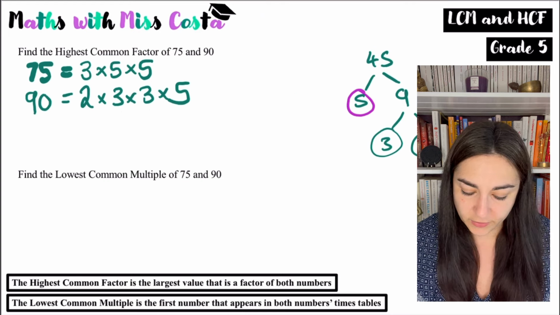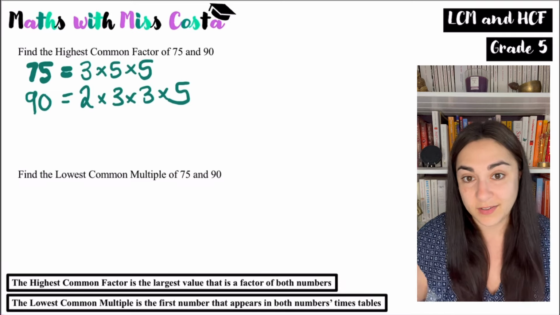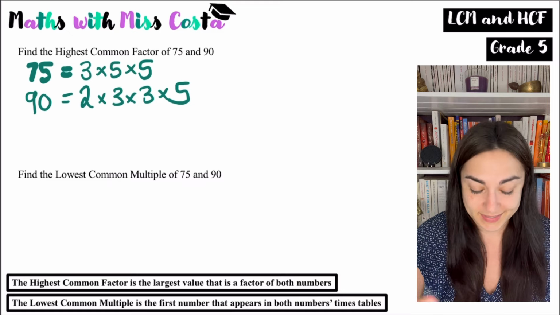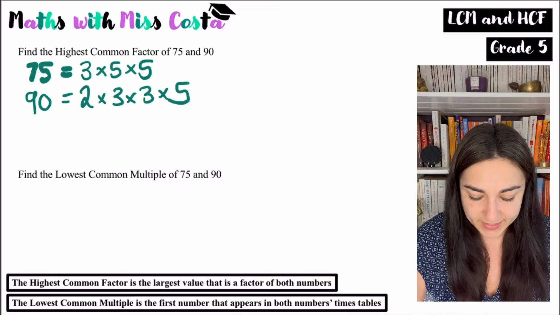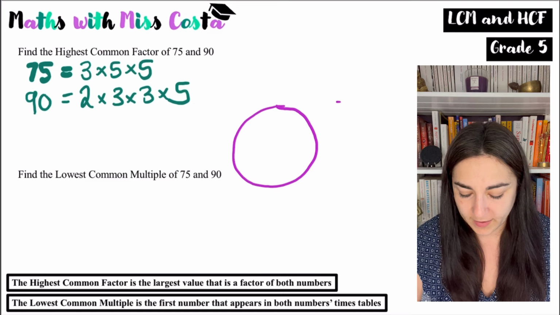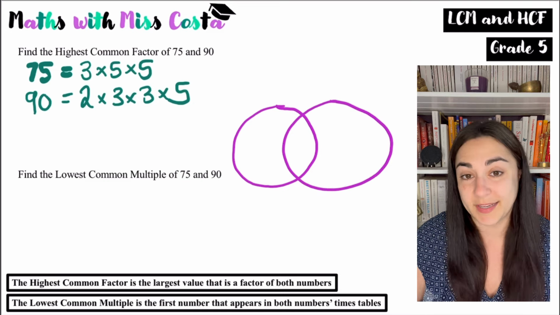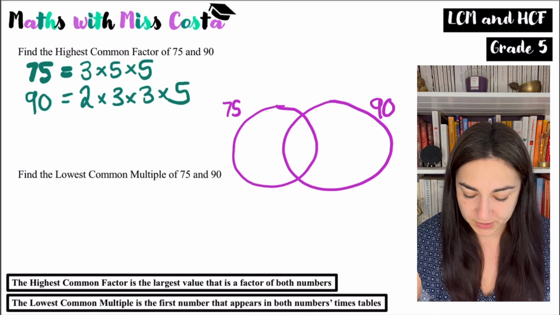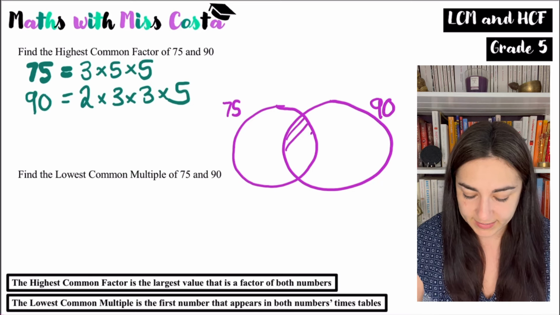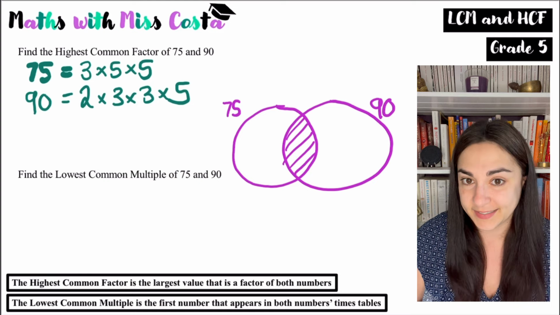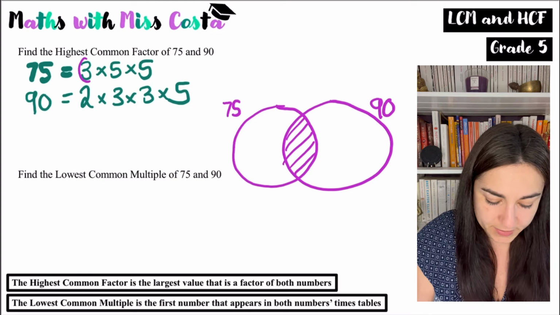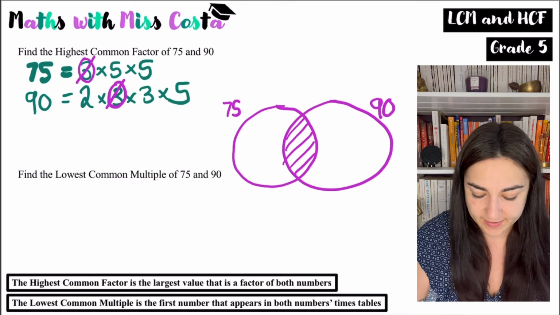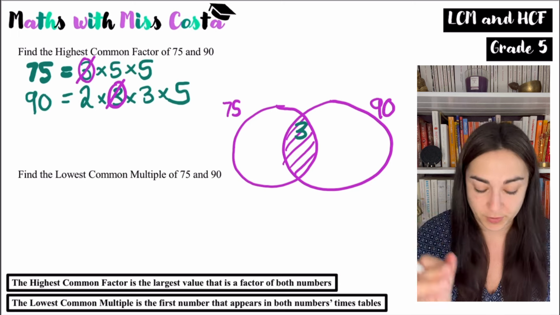And the highest common factor, remember, it's going to be the largest number that divides into both numbers. So it's going to be smaller than both of them, but it's going to be a factor of them. So because I've got both of these, highest common factor and lowest common multiple, what I'm going to do is a Venn diagram. First Venn diagram is for 75, second one is for 90, and the overlap over here is for anything that is a factor of both. So the first thing that is common to both is 3, so I'll circle that and cross it out and put it in the centre once, okay, because it's common to both of them.